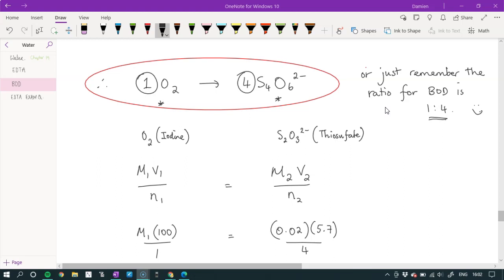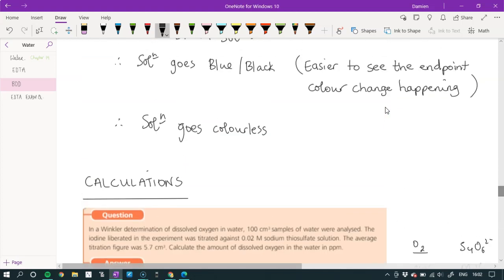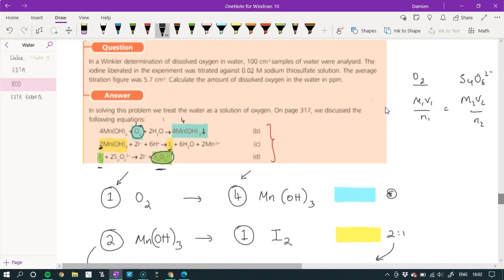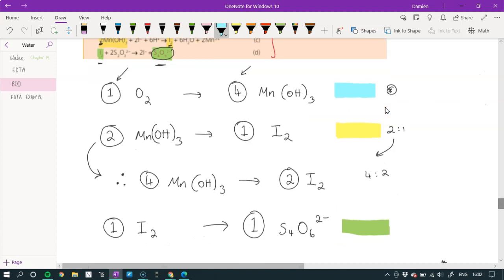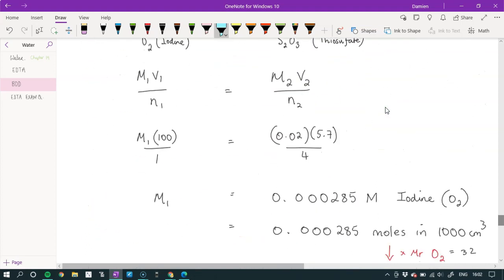So let's start into the calculations for this experiment. Again, if we look at the details that we've got here, all our details are here. We've got 100 cm cubed of water. The sodium thiosulfate was that concentration. The average titration was 5.7. That means it needed 5.7 of sodium thiosulfate. So let's have a look at the calculations.